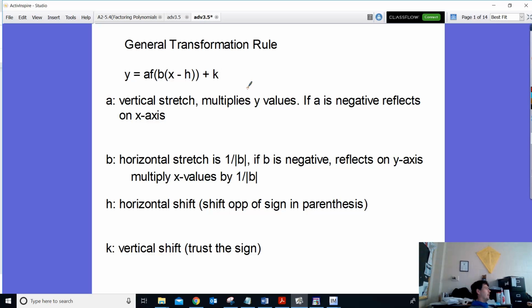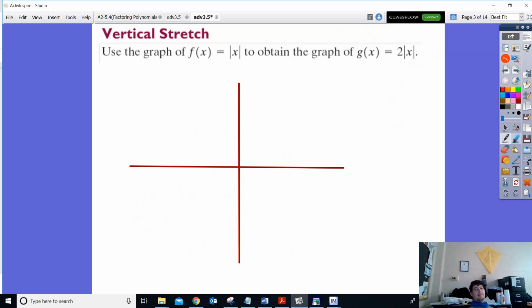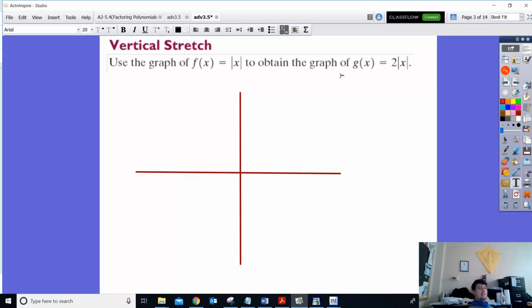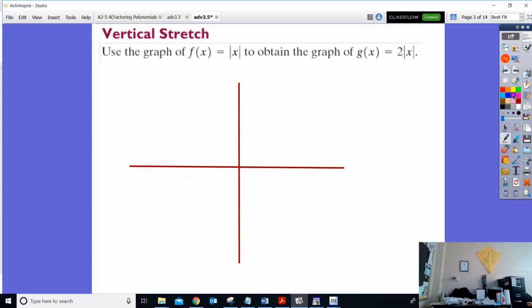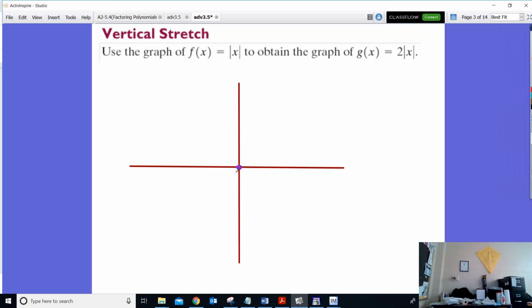What does it say you do to the y values? Multiply. All right, it's not that hard. No shifting going on, just says multiply the y values. What were the key points for mom, absolute value of x? 0, 0, negative 1, 1, 1, 1. I'm actually going to plot those points here. That's f of x, mom.